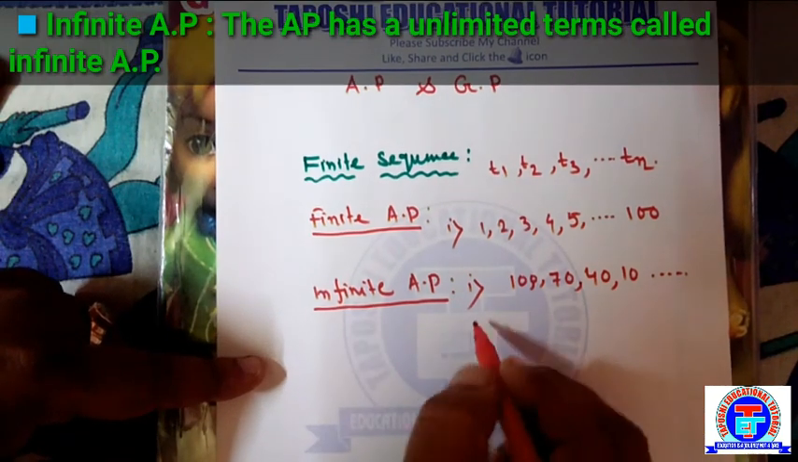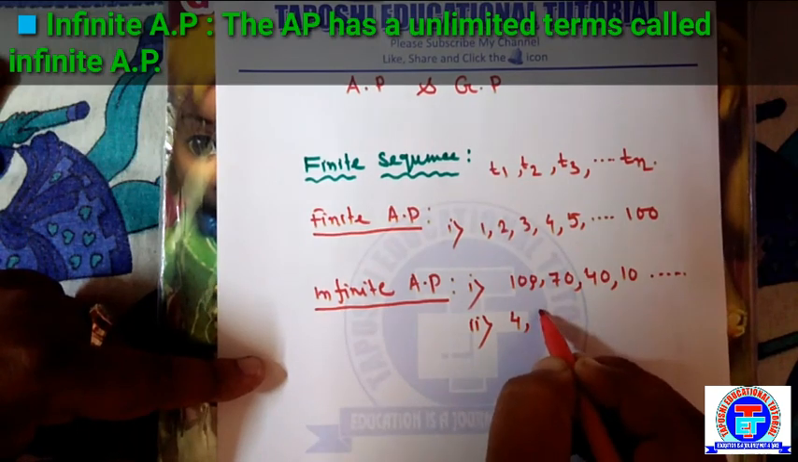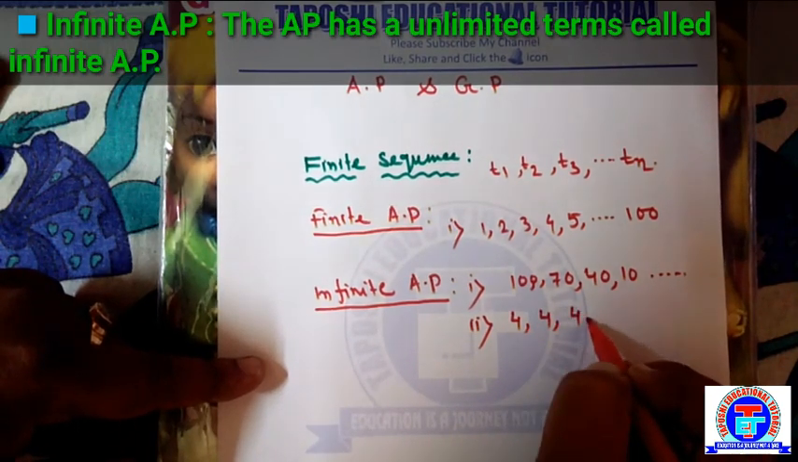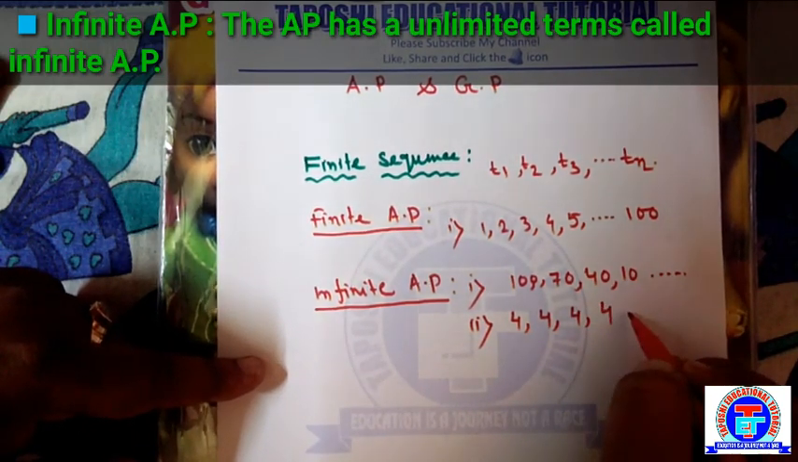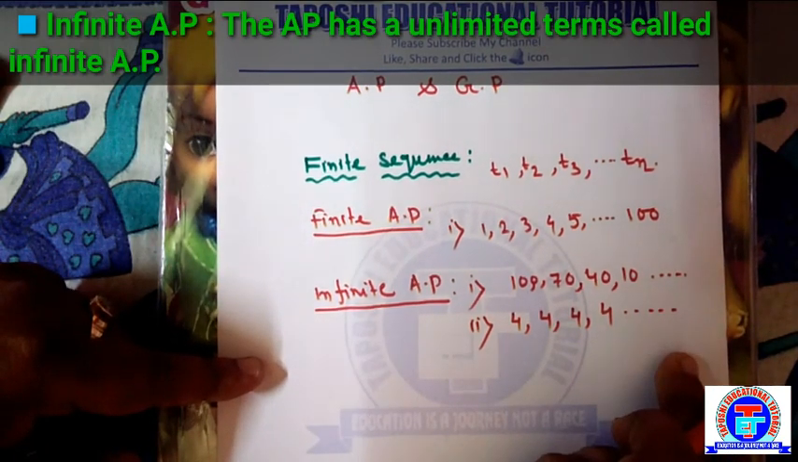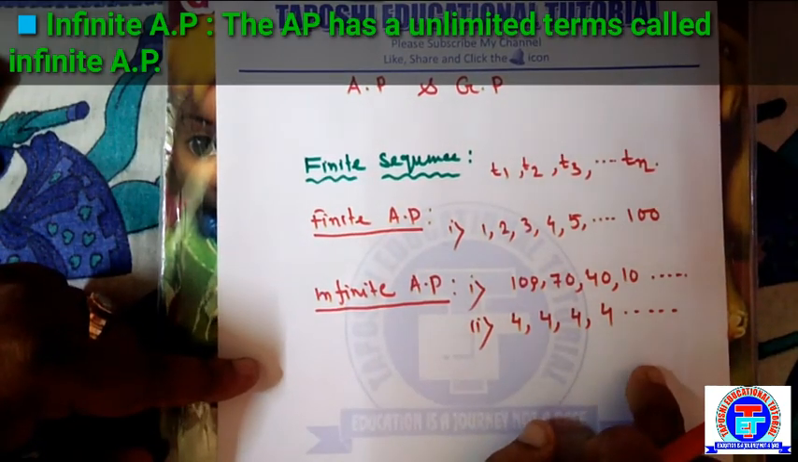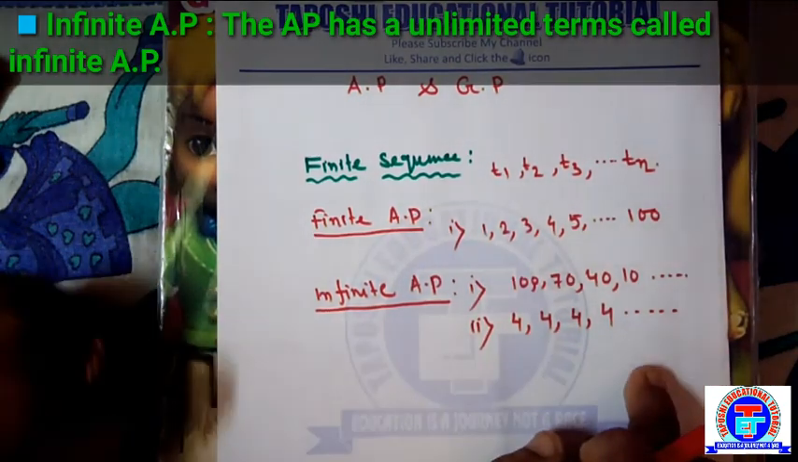Another example: 4, 4, 4, 4, and so on. It is also an infinite arithmetic progression. Right, students?